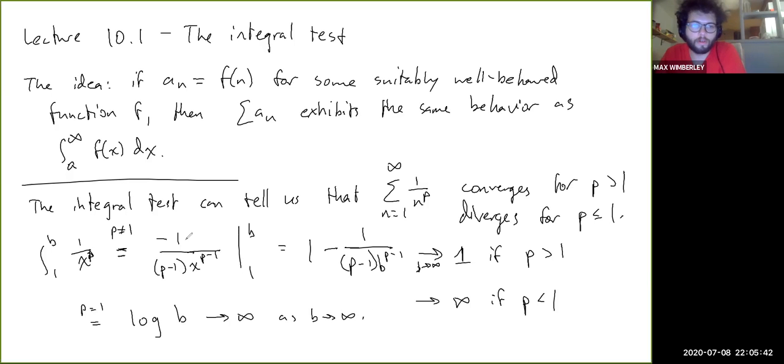Okay, so at least once we know the integral test, this reasoning will actually tell us that, according to the integral test, these series converge when p is greater than 1 and diverge when p is less than or equal to 1. Okay, so let me just motivate the integral test a little bit. Because there's a relatively simple justification for it, but I think it's also interesting to look at a couple specific examples.